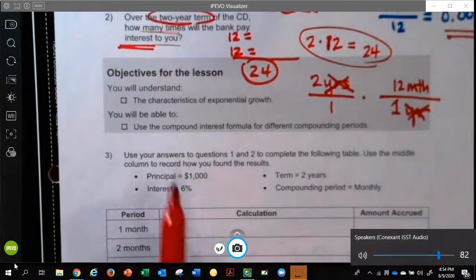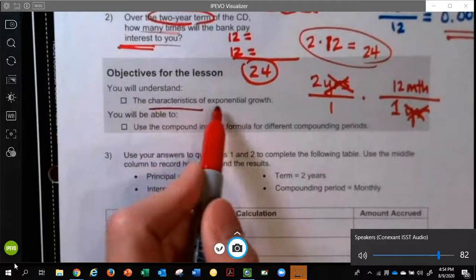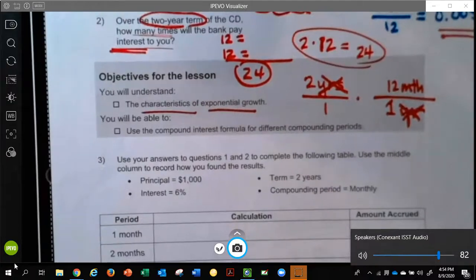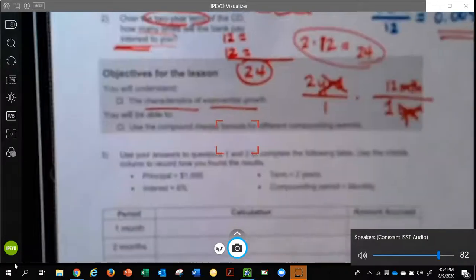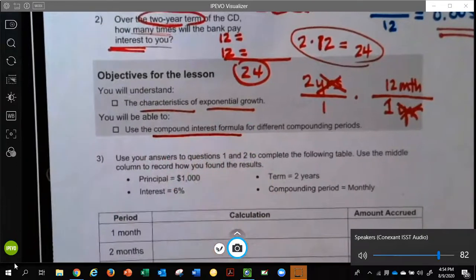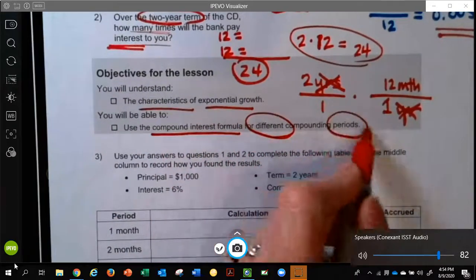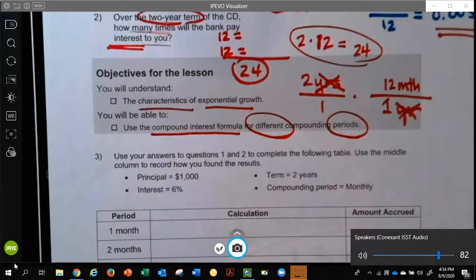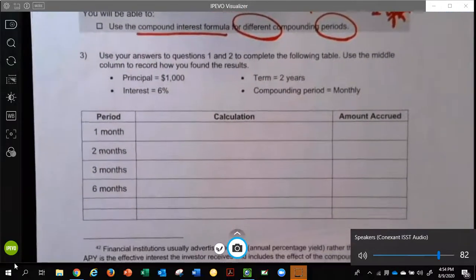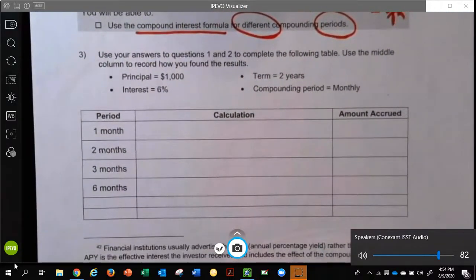So it's always good to read the objectives. We are looking for the characteristics of exponential growth, and we are going to use the compound interest formula, that formula we've already looked at, for different compounding periods. So we're going to take what we already know, and we're going to move it into something new. But before we make that transition, it's really good when you can understand the concept.